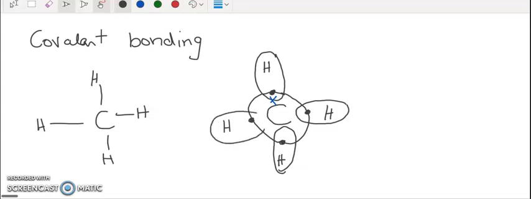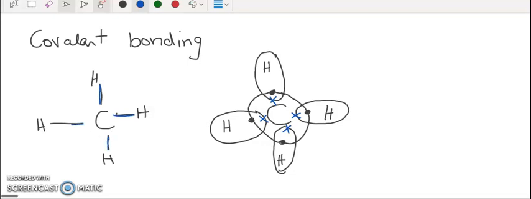So they're going to overlap. Can we see that the orbits of the shells of hydrogen and carbon overlap each other? So this is how we would draw a dot and cross structure of covalent bonding. And because there is only one electron shared between hydrogen and carbon, we indicate that as a single bond.